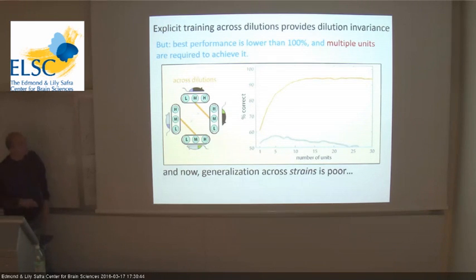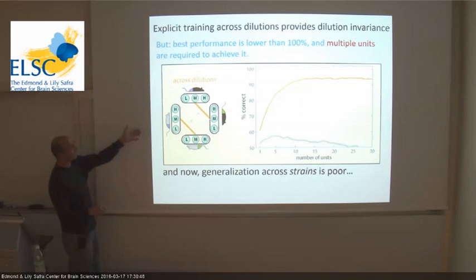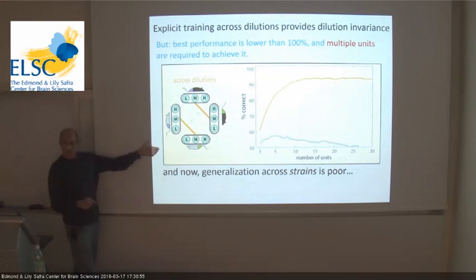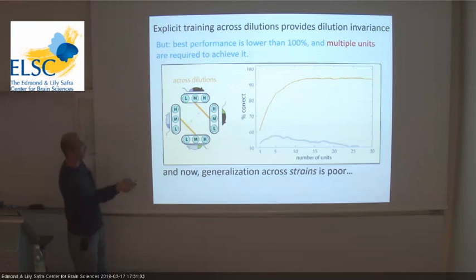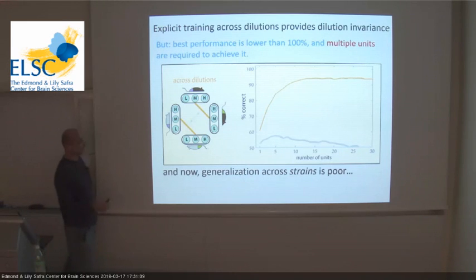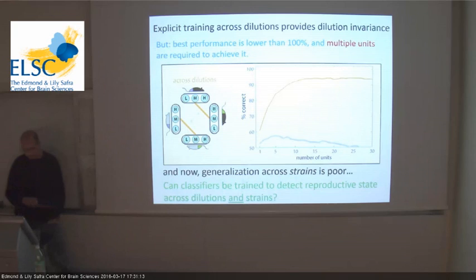And now we can ask the next question. We trained one of these classifiers across all dilutions for C57 mice. What happens if we try to generalize it to the other strain, the BALB/c mice? We can do this both ways, and this is the result of this generalization attempt. Again, averaged over the two types of generalization, it's very, very poor, meaning that training on one strain is not enough to make a good decision based on another strain.